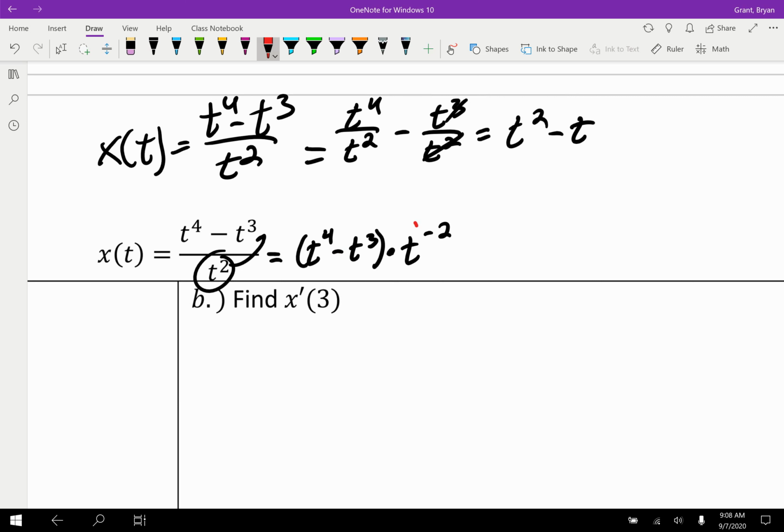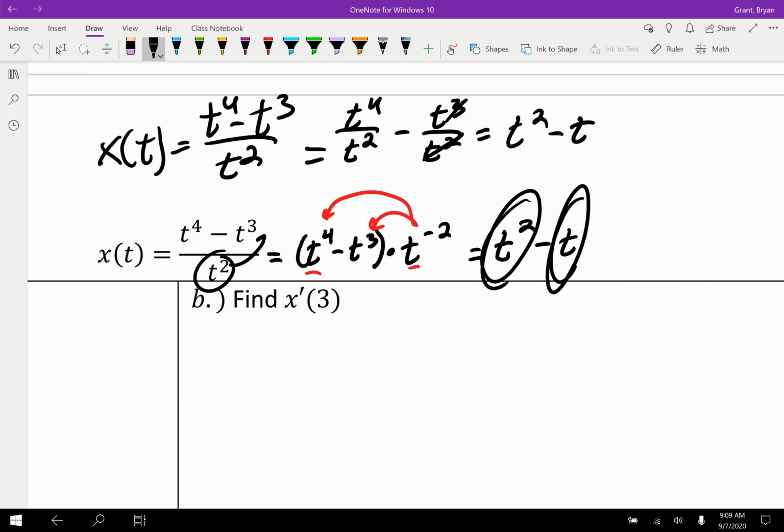Once we're here, distribute. And now we come into the idea of having the same base, and what do you do with the same base? Well, you add the exponents. So we end up with 4 plus negative 2, which is 2, and 3 plus negative 2, which is 1. And we get the same thing. And it's really the same amount of work. It's whichever one appeals to you more. So either of those are fine, but regardless, we do need to simplify it down.